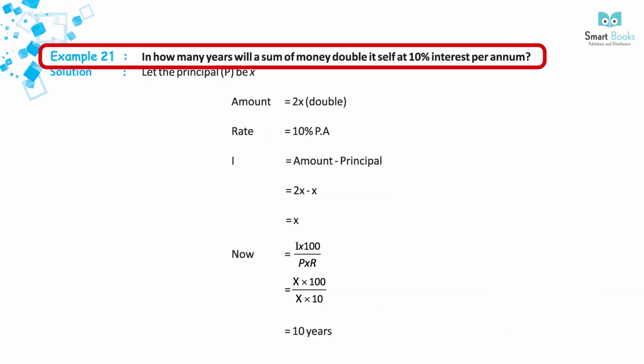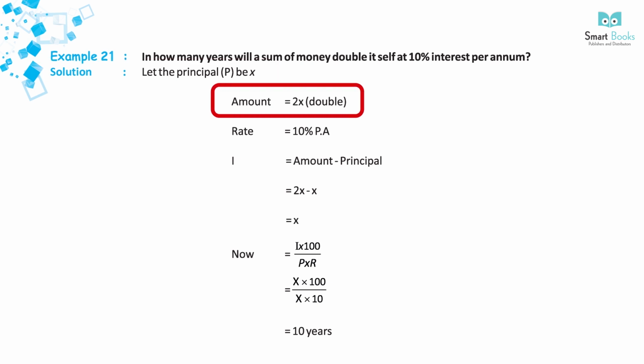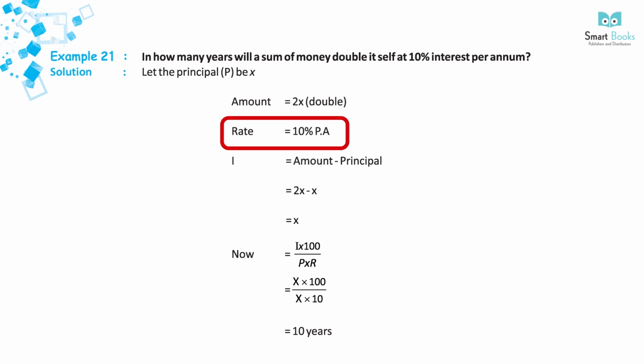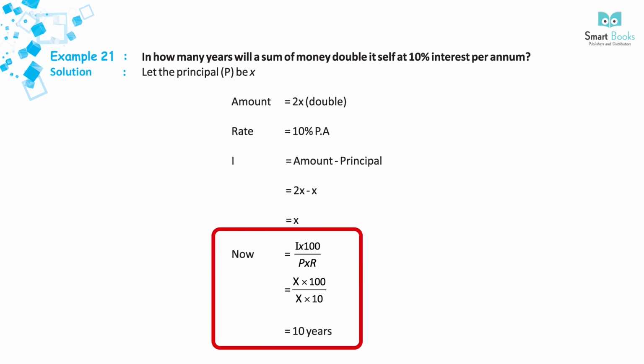Example 21. In how many years will a sum of money double itself at 10% interest per annum? Solution. Let the principal P be x. Amount is double, 2x. Rate is equal to 10% per annum. Interest is equal to amount minus principal, which is 2x minus x, equal to x. Now time is equal to I into 100 upon P into R, which is x into 100 upon x into 10, equal to 10 years.